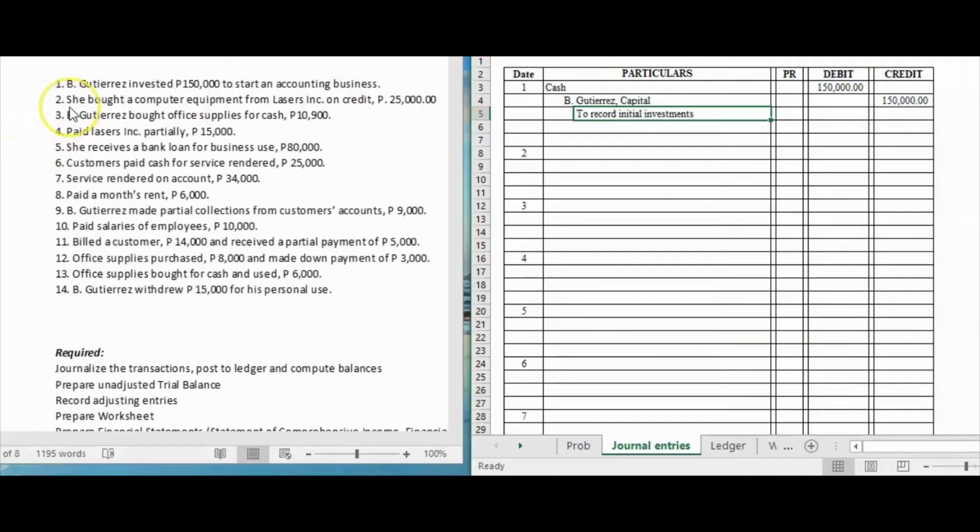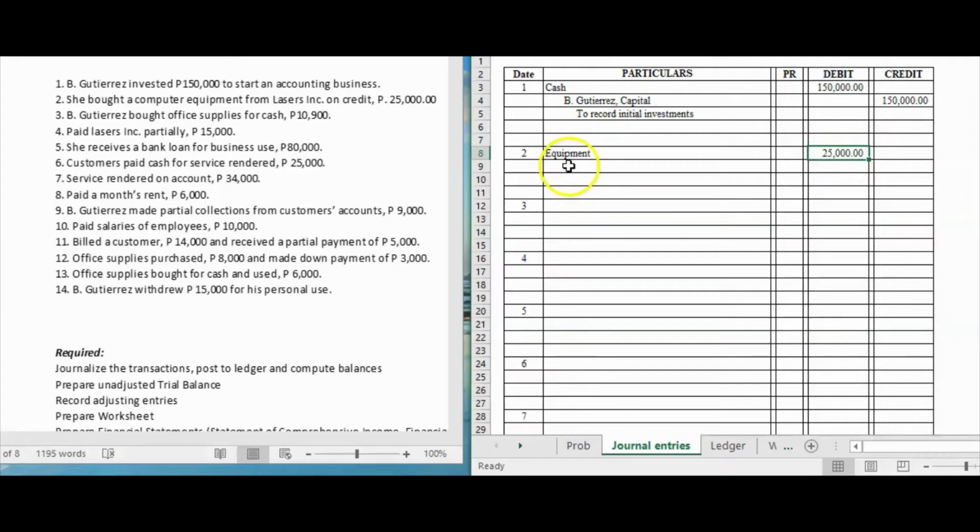Let's move on to the second transaction. She bought a computer equipment from Lasers Incorporation on credit worth 25,000. In this case, what is the value received ni accounting business? Ano ang natanggap niya? Si computer equipment. Yan. Magkano?